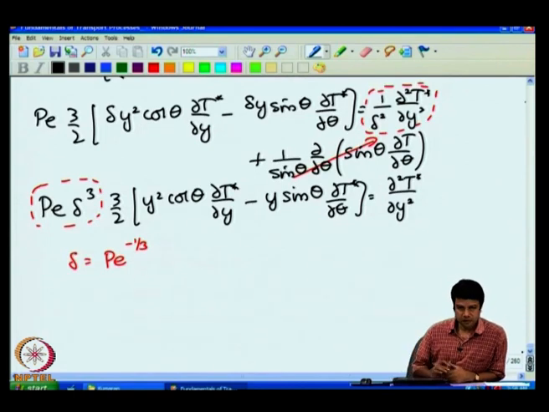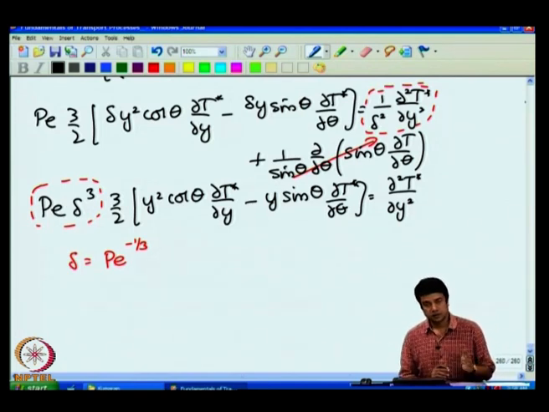So, this provides us with the boundary layer thickness. As in the case of a flat plate, the boundary layer thickness goes as the Peclet number to the minus 1/3 power. Once again, no surprise.